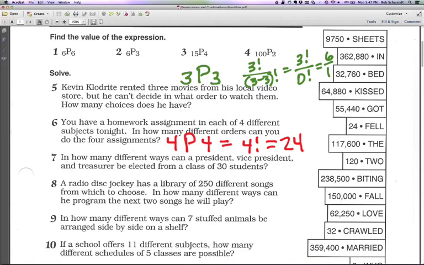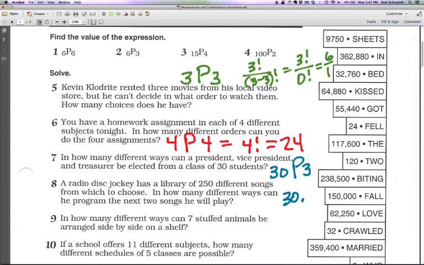Okay, number 7, again, a classic way that we use permutations is when I have specific positions that I need to fill, such as, in how many different ways can a president, vice president, and treasurer be elected from a class of 30 students. So the order, or the titles that the students have, is important, and that means the order is important. So, it's 30 students, so I have 30 possible students that can run for these places, but I only have 3 positions. So this would be 30 permutation 3.